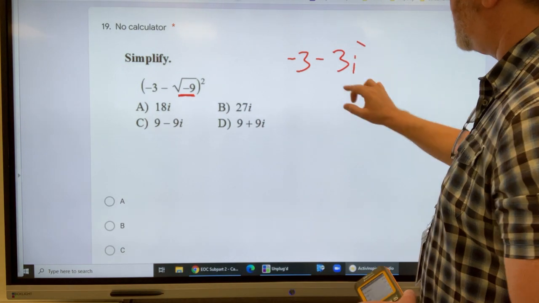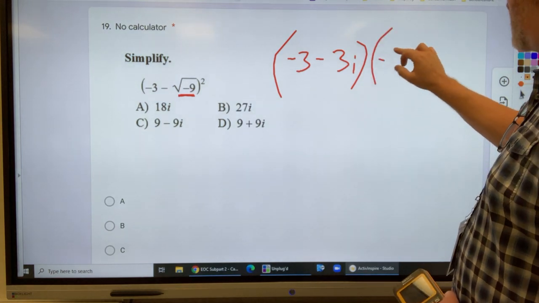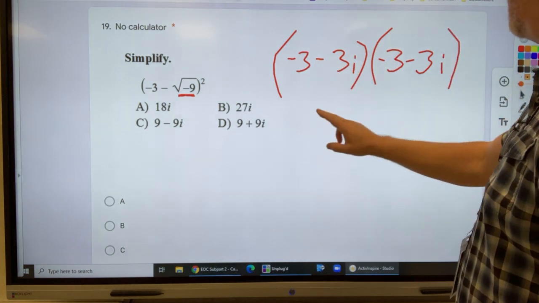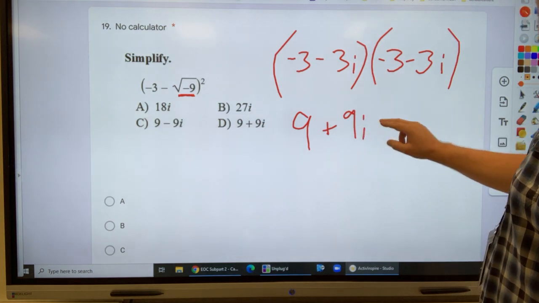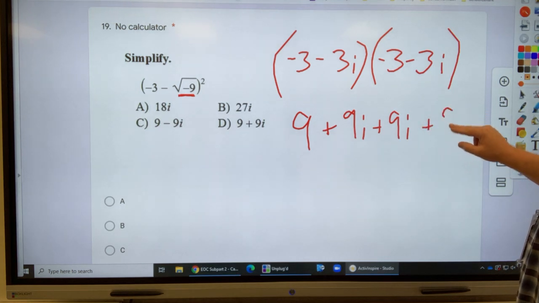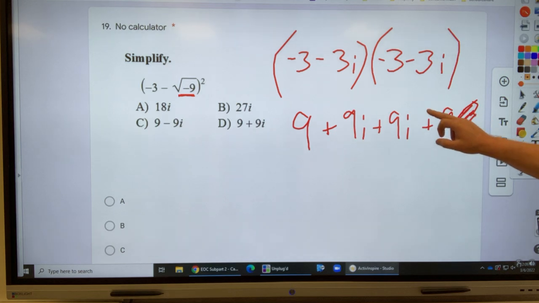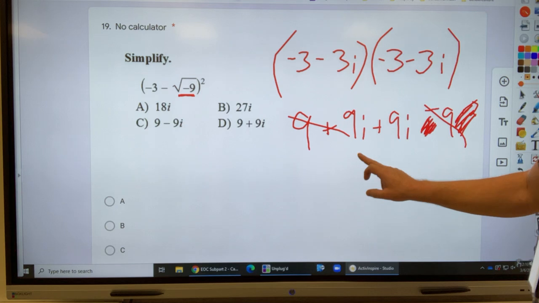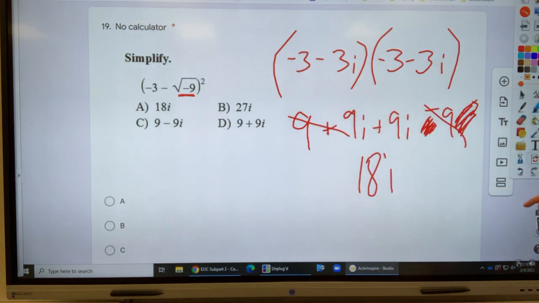So we have the parentheses squared. I'm just going to rewrite what's in the parentheses, because when you square something, you just multiply it by itself. First, outers, inners, last. The i squared turns into a negative 1, which makes that plus 9 a minus 9, so therefore the 9s cancel. We combine the middle like terms, and we end up with just 18i. So we're going to go with A on that one.